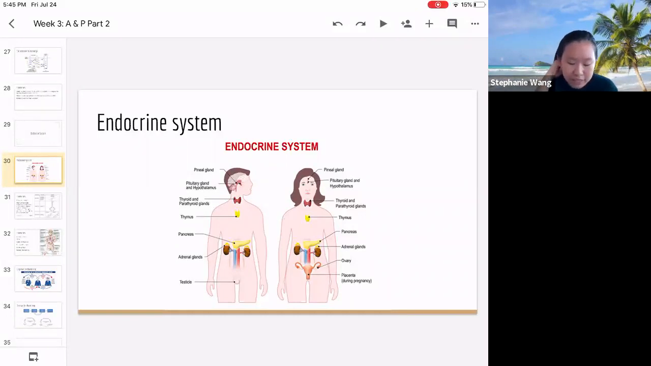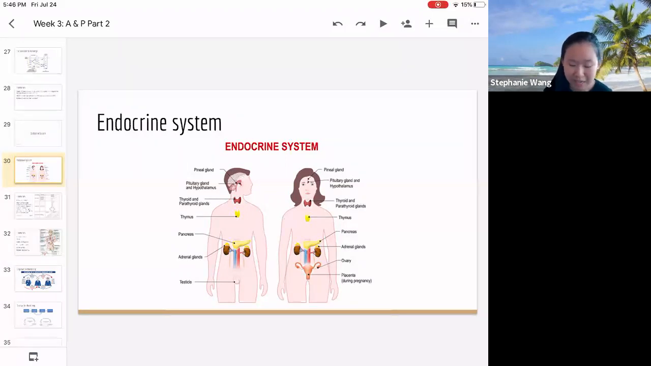So the adrenal gland's main function is to regulate the fight or flight response. Whenever you're super nervous, your adrenal glands will start to release epinephrine and norepinephrine and regulate your body's sympathetic nervous system to increase your heart rate, increase blood pressure, increase sweat secretion, things like that, so that you're in this alert stage.